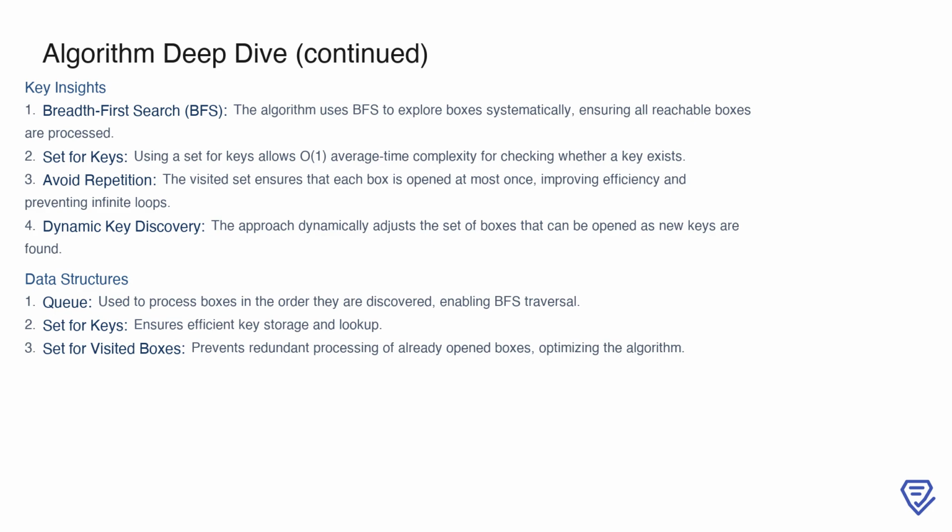Third, the visited set plays a crucial role in preventing the reprocessing of boxes we've already opened, which not only saves time but also eliminates the risk of infinite loops in cases where boxes reference each other cyclically. Finally, the algorithm dynamically adjusts the range of boxes that can be opened as new keys are discovered, ensuring flexibility and adaptability throughout the process. Together, the queue, key set, and visited set work in harmony to optimize both time and space efficiency.